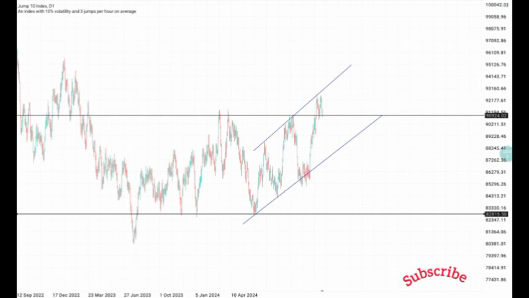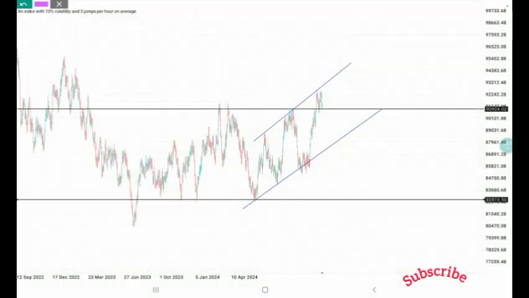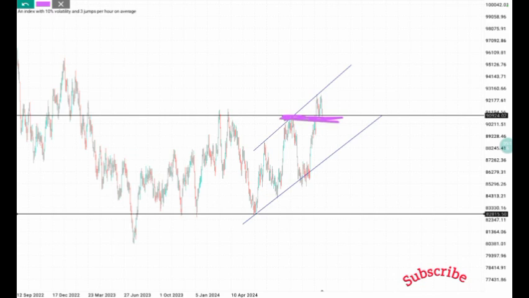Now listen carefully. The take profit level will be this zone, that is the neckline. That is the first take profit. Second take profit will be somewhere around here. I'm going to come to that.